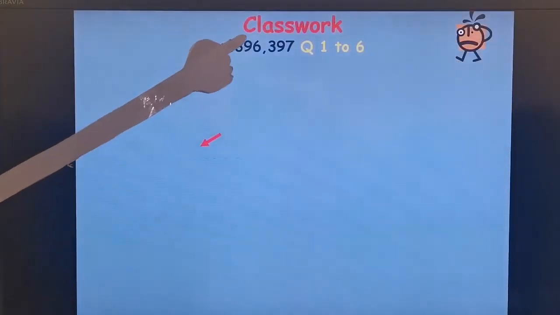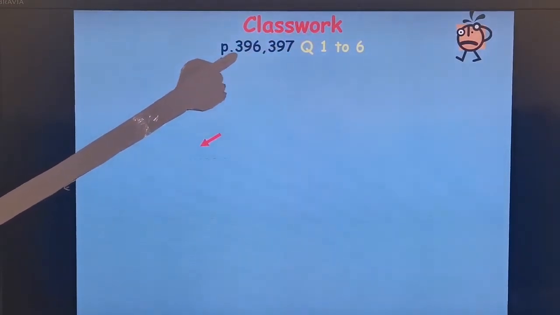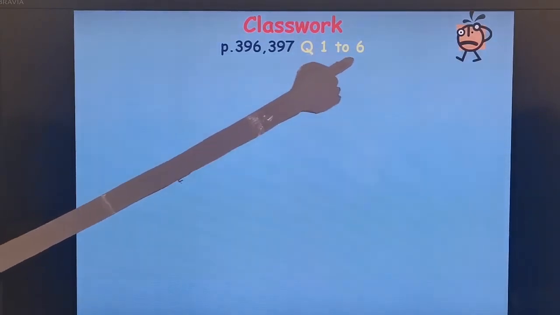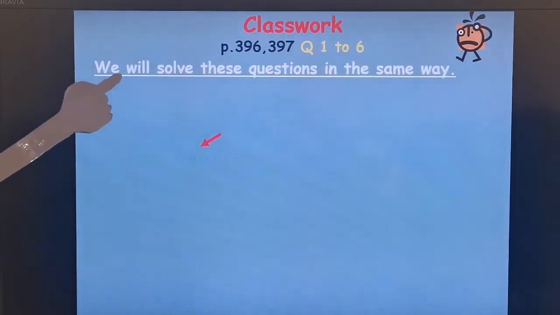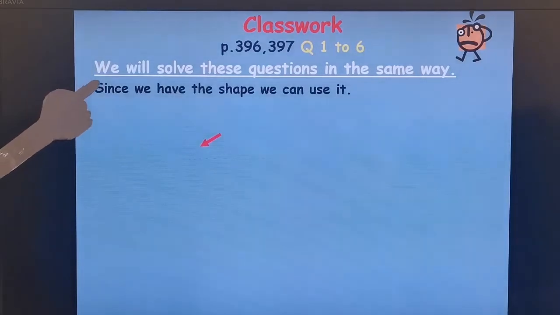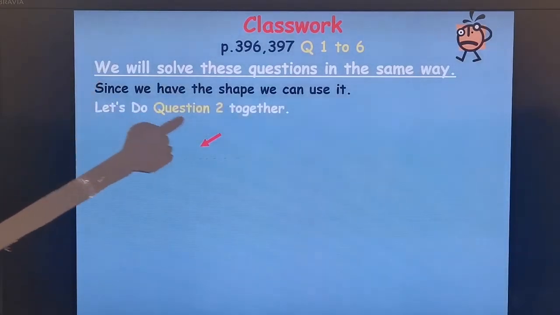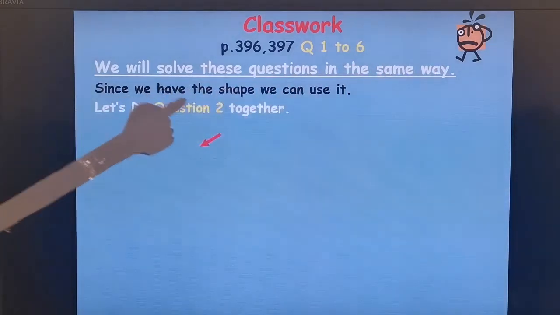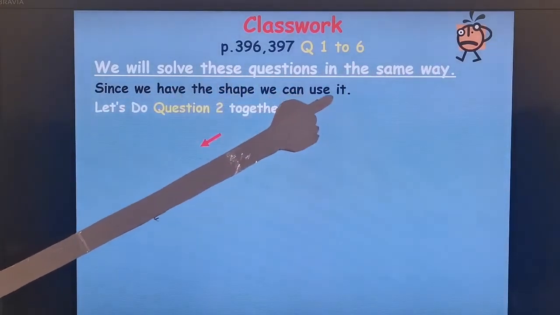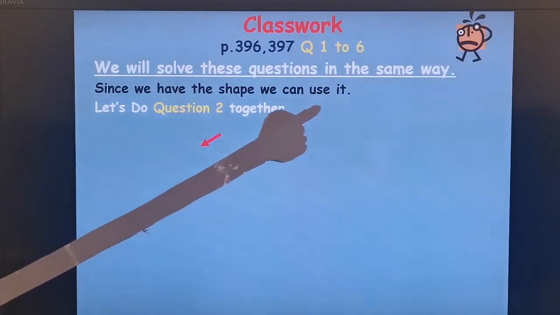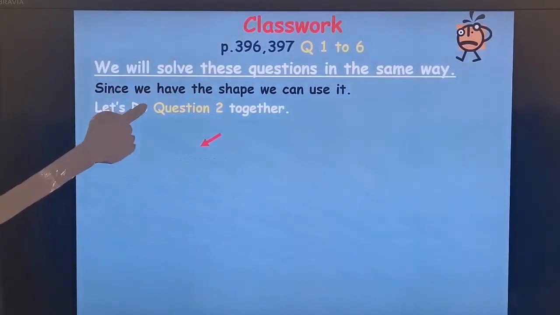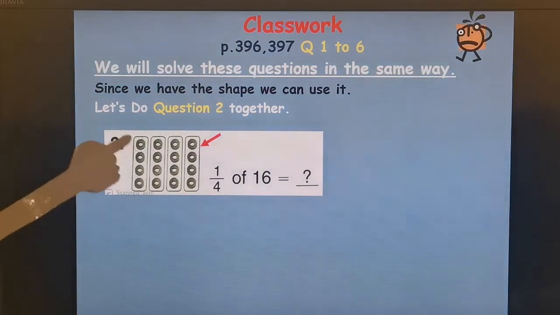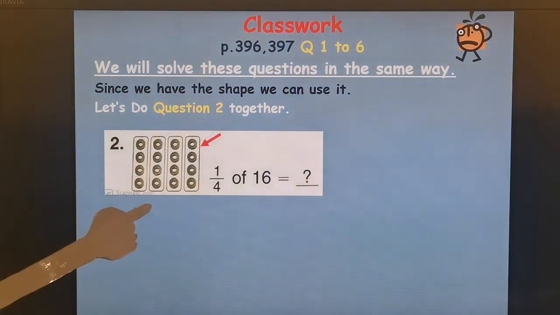Perfect. Now, let's move to the classwork, and this is going to be page 396, 397. I'm going to start from question 1 to 6. I will do question 2 with you. We will solve these questions in the same way. Since we have the shape, we can use it. How? You don't even need to come up with the division sentence. I will show you. This is question 2, all right?